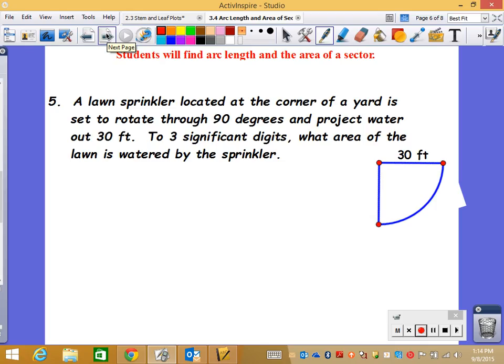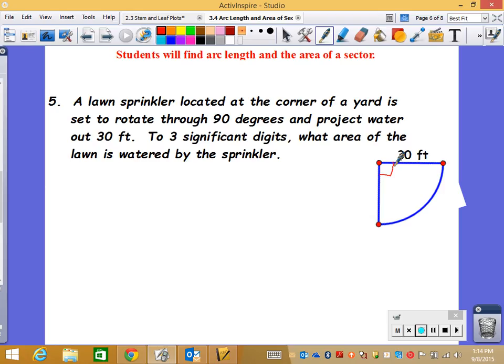In this last example, a lawn sprinkler located at the center of a yard is set to rotate through 90 degrees and project water out 30 feet. To 3 significant digits, what area of the lawn is watered by the sprinkler? Well, let's just write down everything I know. I know that this is a 90-degree angle, so I put my box in. And I know the radius is 30 feet.